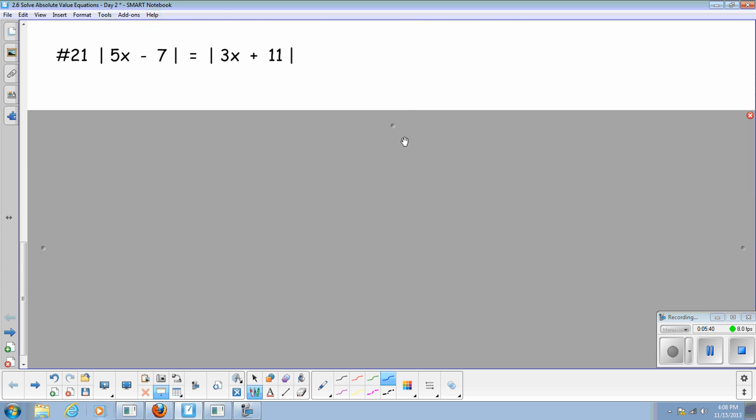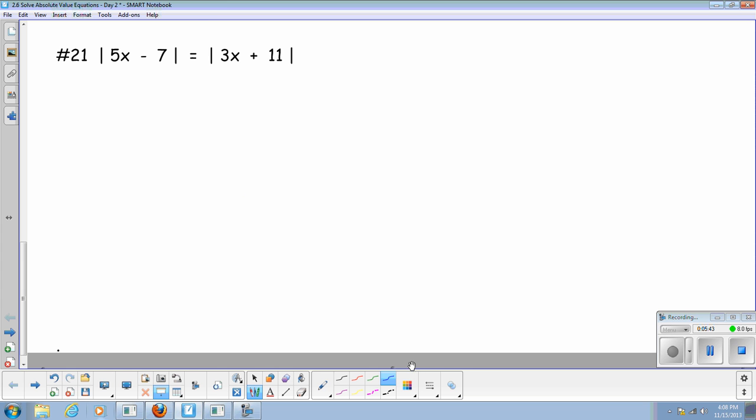All right, you've paused the video and you've come back. Now we'll take a look at this problem together. All right, so we'll have both of them stay the same. 5x minus 7 equals 3x plus 11. Or we'll have one stay as it is, so one is going to keep its signs. The other one becomes its opposite.